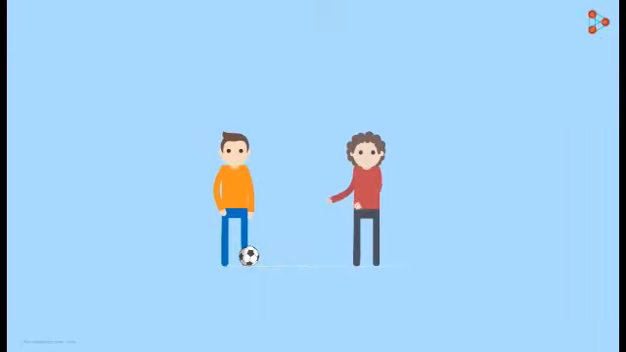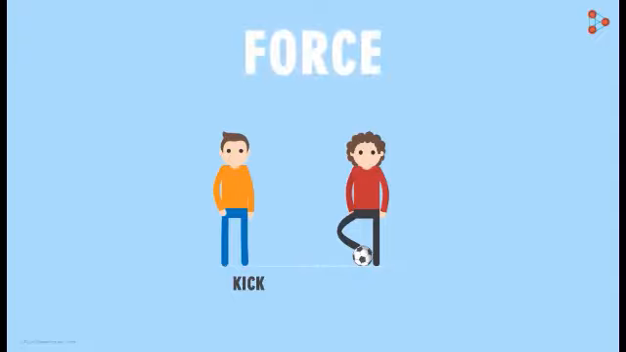Consider a ball lying on the ground at rest. It's not moving. Suppose this player here wants to pass this ball to his teammate who's standing on the other side of the pitch. How will he do that? He needs to make this ball move in the direction of his teammate. So he will kick the ball in the direction of his teammate. When he kicks the ball, we say that he applied a force on the football. Yes, the kick is nothing but the force he applied on the ball.